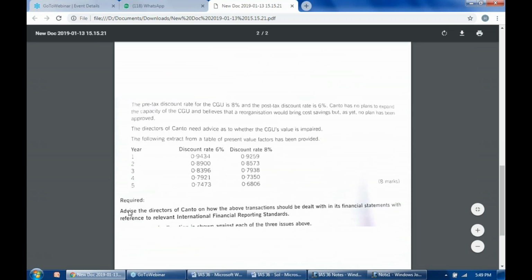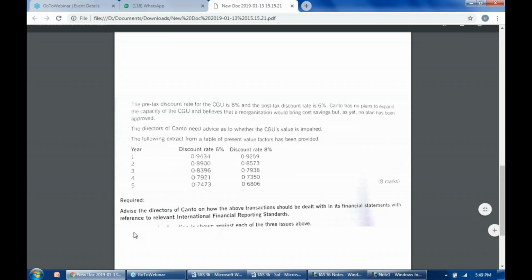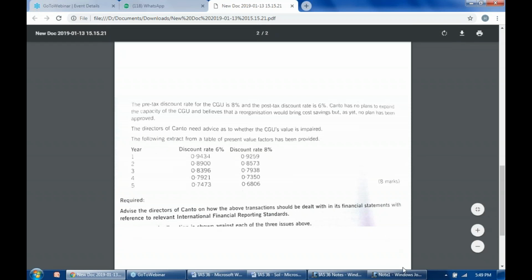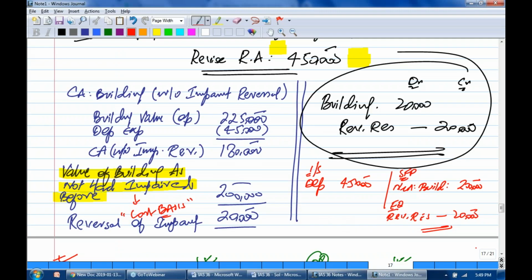Do remember one thing. This is the requirement: advise the directors of Kento how the above transactions should be dealt with in its financial statements, with reference to the relevant IFRS. So you have to attempt the question in this manner. Listen here. Very important. Now start the assignment accordingly.